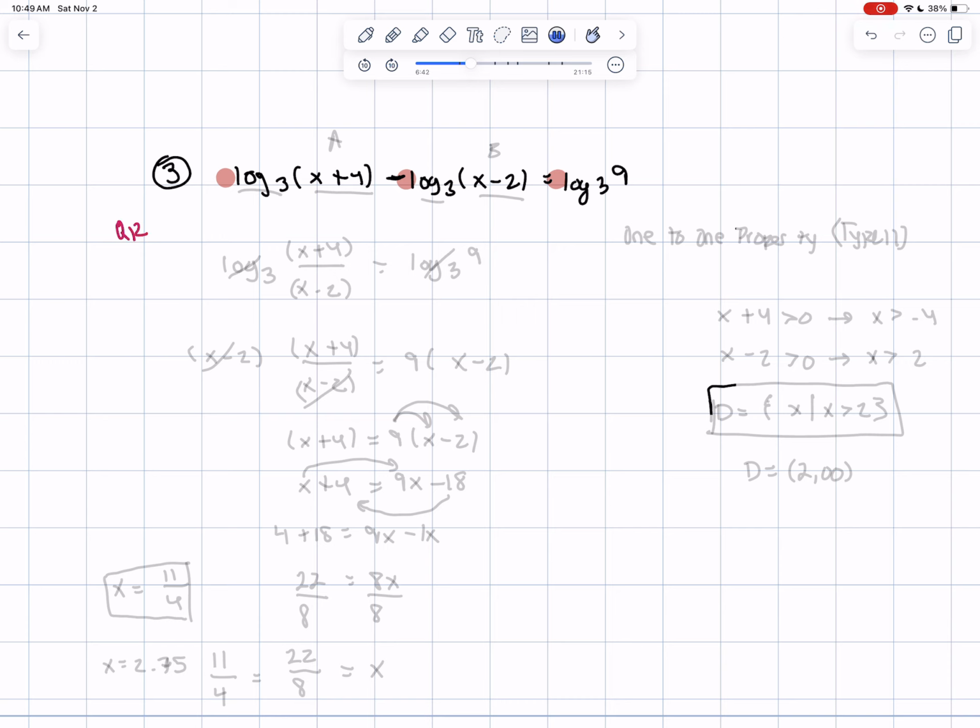So that means I'm going to divide. And since I have the same logarithm, they're going to be under the same logarithm together. This is my A and this is my B. So the A is going to be on top and the B is going to be on the bottom in the same order.